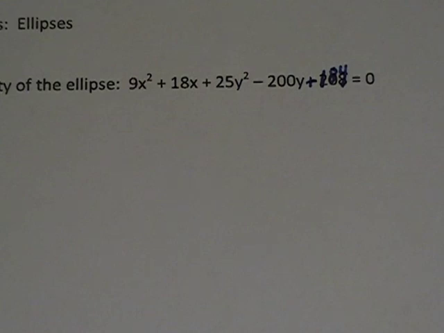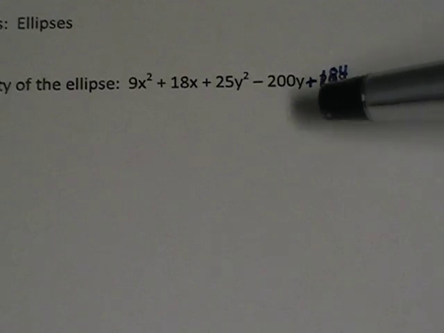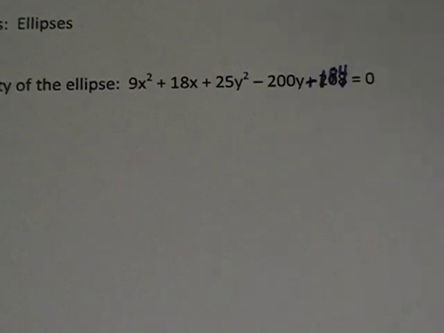So we've been asked to find the eccentricity of an ellipse. And they've given us this equation, 9x squared plus 18x plus 25y squared minus 200y plus 184 is equal to 0. We've been asked to find the eccentricity.